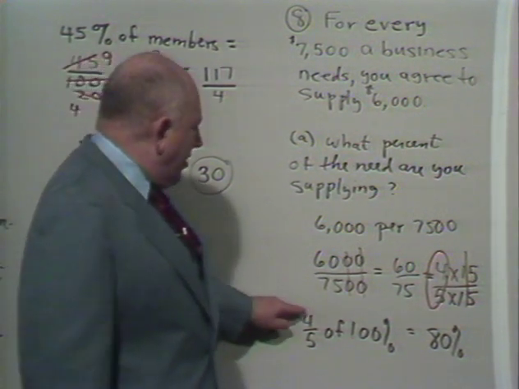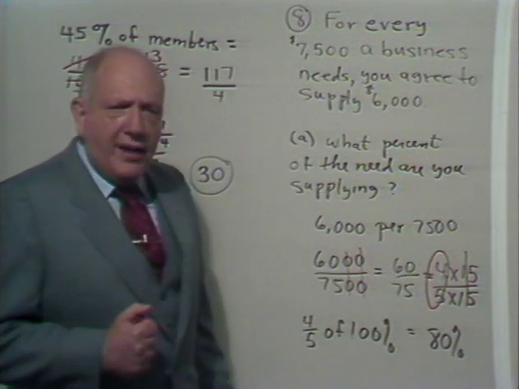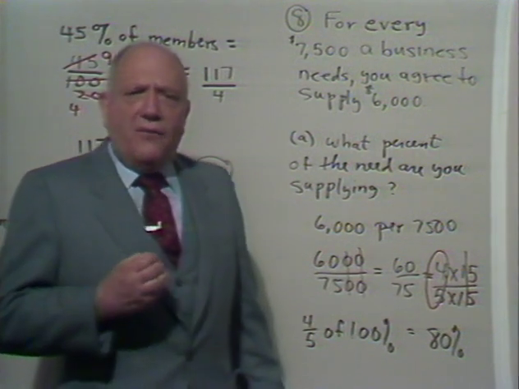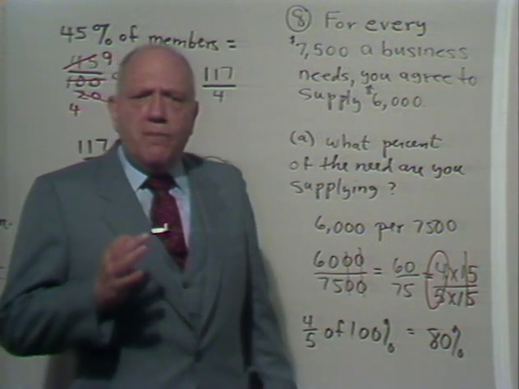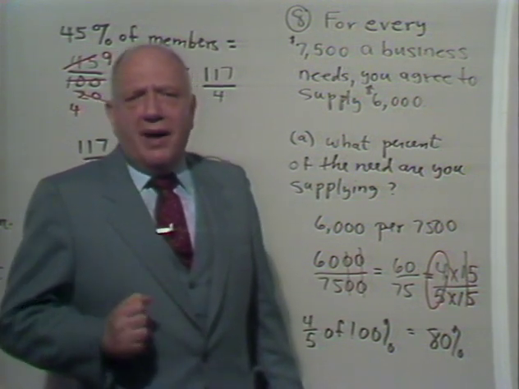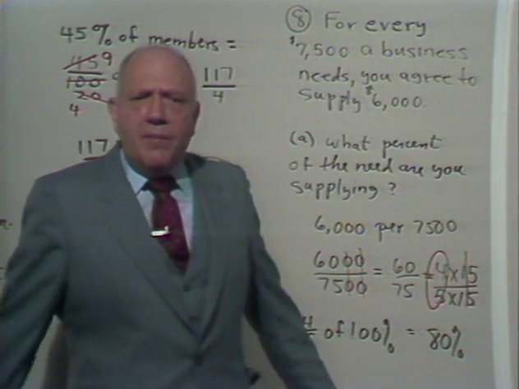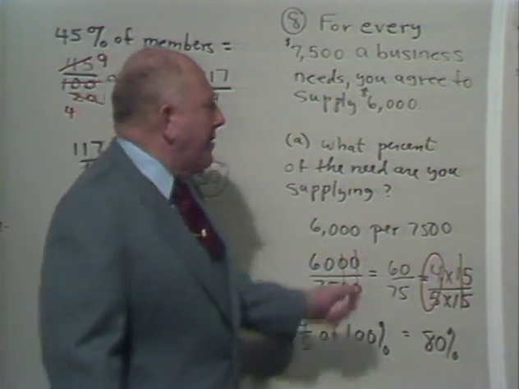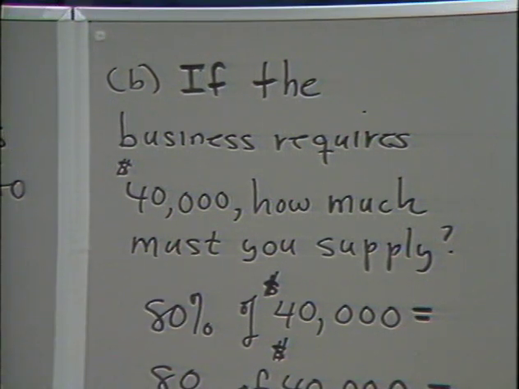You see, which is the right answer? Are you paying 80% or are you paying 4/5? They're both right answers, but since this problem says write the answer as a percent, 4/5 is wrong, 80% is correct. Once we know you're paying 80%, that becomes like the unit amount. See, now that we know that we're paying 80%, no matter what amount the organization needs, we're going to pay 80% of that. And see, Part B says, if the business requires $40,000, how much must you supply?